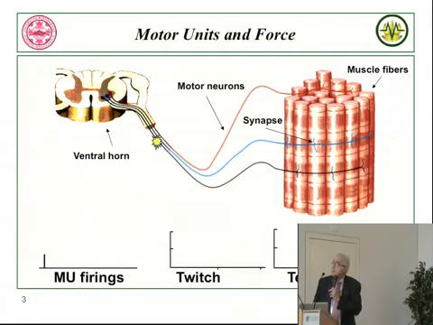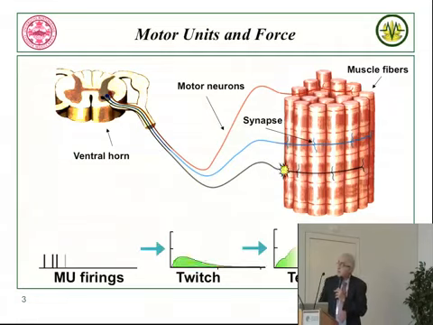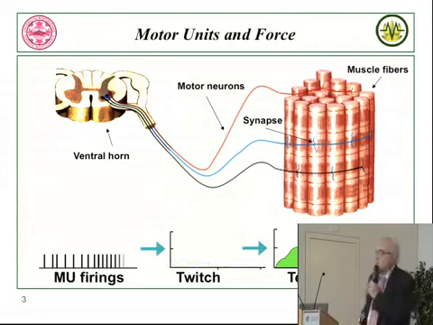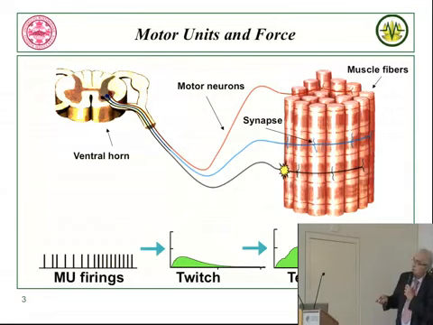So, there's an action potential traveling down the muscle fiber, and it reaches there. This slide is not working. It's supposed to go twitch, twitch, twitch, twitch. Something happened along the way. But basically what happens is the action potentials fire, bang, bang, bang, bang.